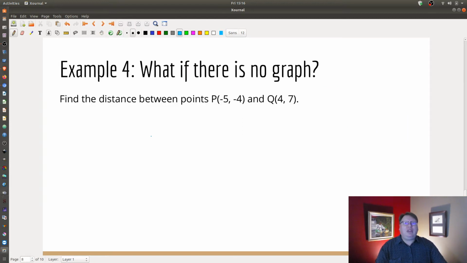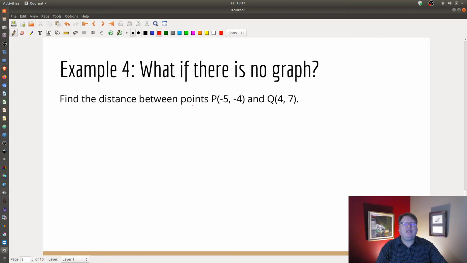Now we want to look at a case when we don't have a graph. What if there's no graph? Well, guys, I can still do my theorem, okay? All right, so I'm still going to label my points. I'm given the point -5, -4 for point P, and Q is at 4, 7.